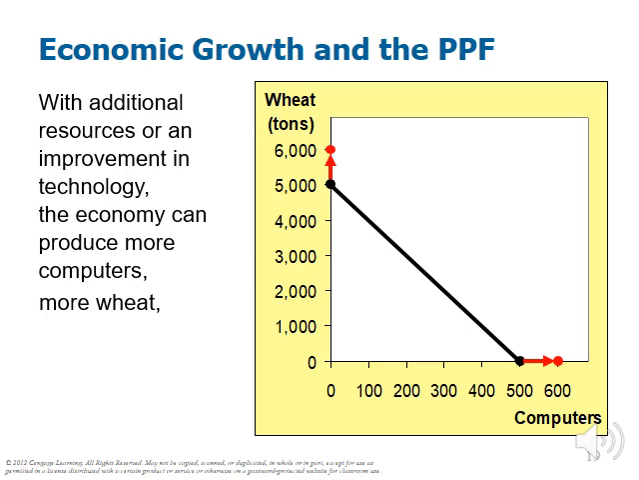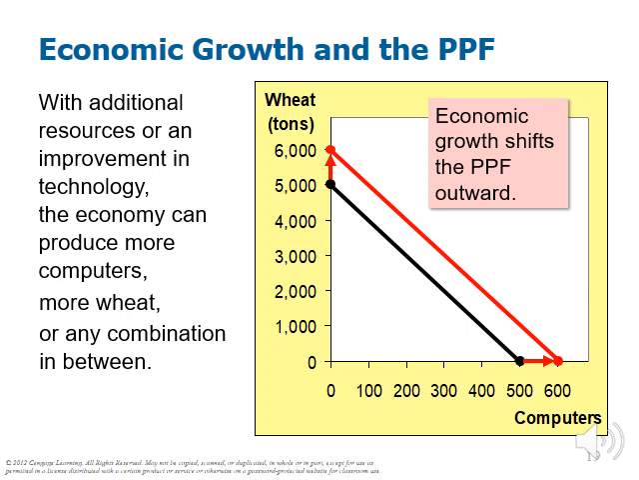The two triggers, or two reasons why we might see the PPF shift out to the right, are one, more inputs, or two, using those inputs more effectively. This can happen through a change in technology. As we may learn later, trade may also allow us to consume outside of our PPF.